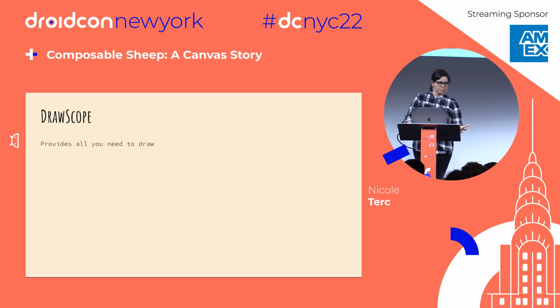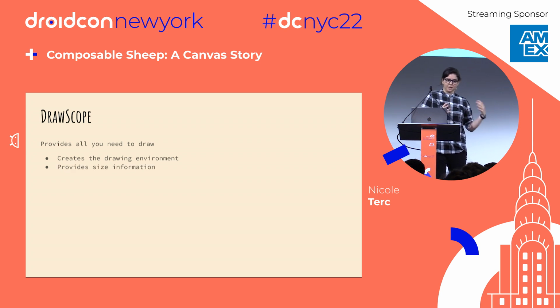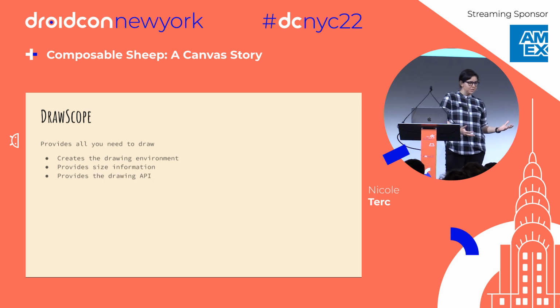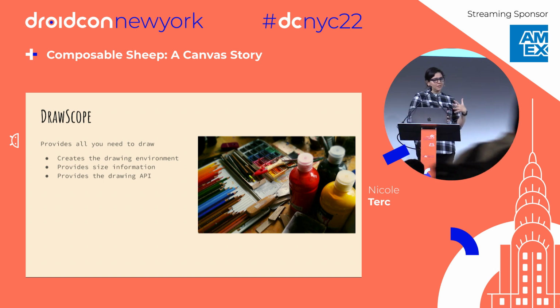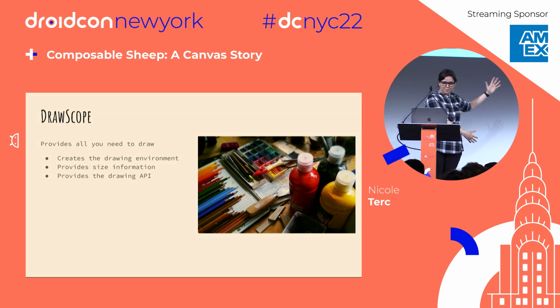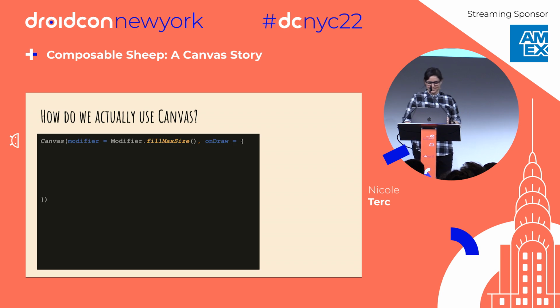So, what is draw scope? In short, it's a thing that is going to provide you everything you need in order to draw. It creates the drawing environment, meaning the space where the canvas is going to be. It also provides the size information, so you can know where in coordinates you're going to be drawing stuff. And it also provides the drawing API. This is the API that we're going to be used to draw shapes and everything, but we'll take a deeper look at that later. So, in short, if canvas is our canvas, real world canvas space, DrawScope is kind of the one that provides you all the tools that you need in order to draw in there. So far, so good.